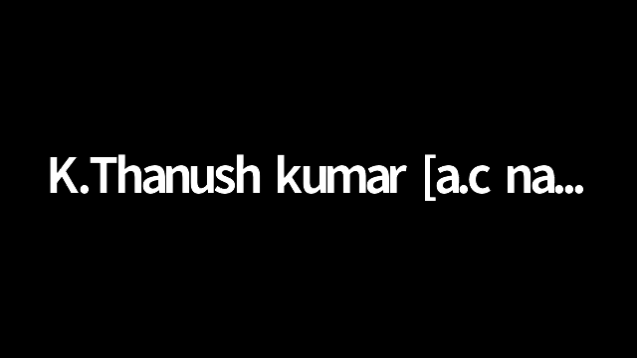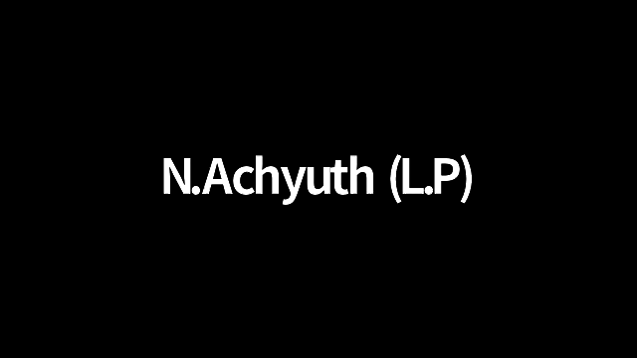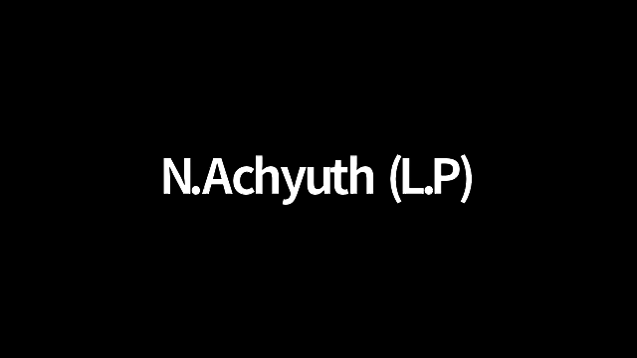Sir, then why did you write V average equals S by T? V average means average velocity, which is displacement by time. Instead of velocity, I have taken average velocity.